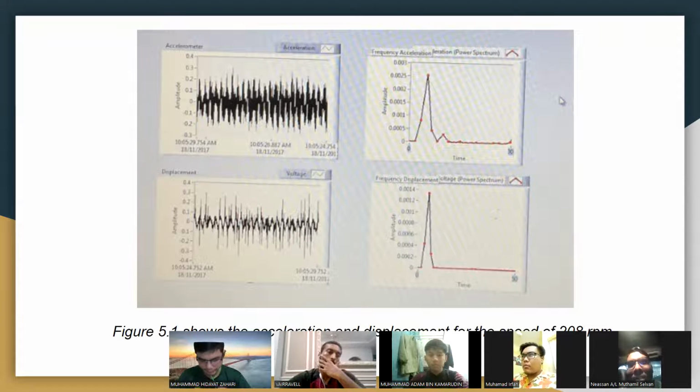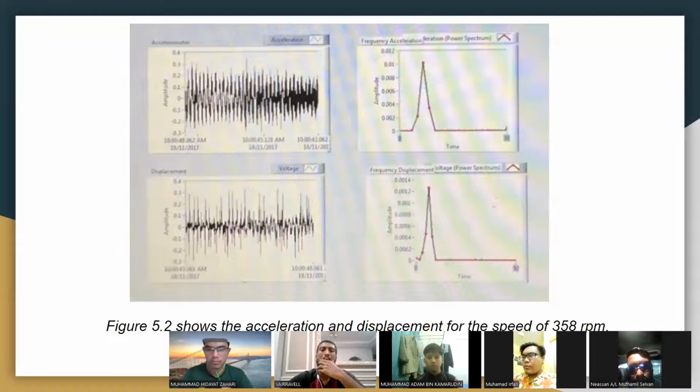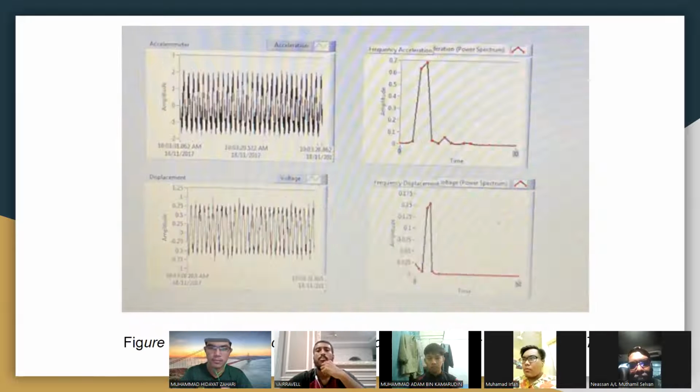So these are the graphs for the acceleration and displacement and for the frequency for the speed of 208 RPM. And next slide. This one is for the 350 RPM. As we can see, this is the graph that we obtained from the experiment that we did in the lab. And then next slide. So this is the result for 407 RPM. That's all.